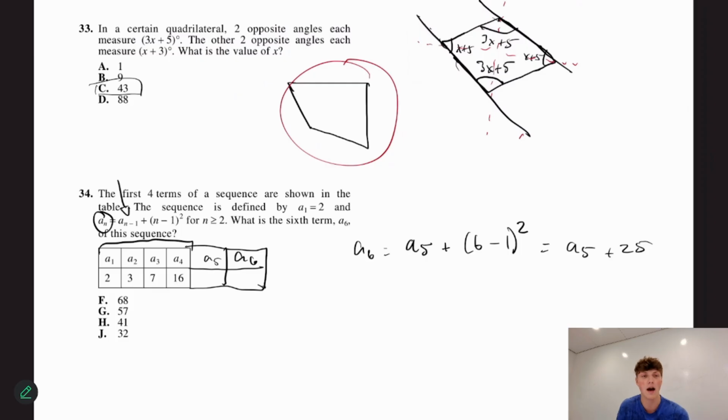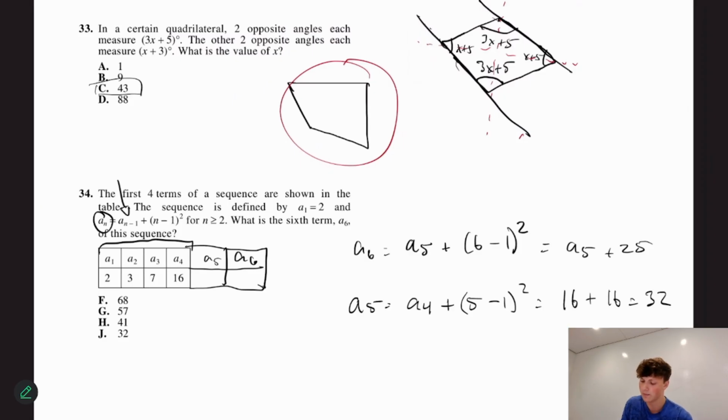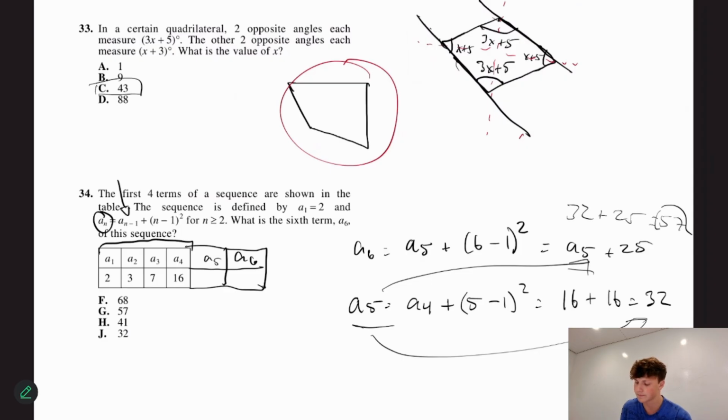Now, what's a of 5? Well, we know a of 5 from the formula is just a of 4 plus 5 minus 1 squared, which will give us, well, we know a of 4 is 16, which gives us 16 plus, well, 5 minus 1 is 4 squared is 16, gives me 32. So a of 5 is now 32. Plugging that into this a of 5, you get 32 plus 25. That's going to give me 57.